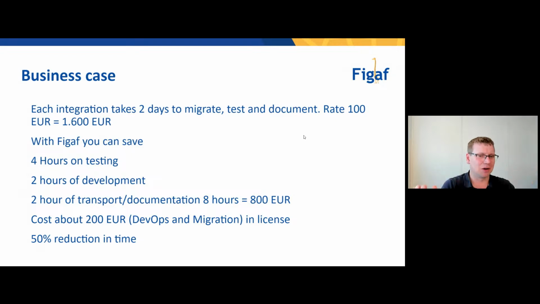with the tool, it really depends a lot on the scenario, what we have, and how difficult test cases are to create. But maybe you can save like 4 hours on the testing because you have an easy way to create the test cases, migrate it, and run it. You would at least save 2 hours on the development effort. Here, the Git repository, the reuse of artifacts, and the function libraries that are included save you a lot of time. And then you have the transport and documentation process that also makes it easier for you as an architect to prove who has made which changes. That will cost you roughly 200 euros in license if you're using both options, both the DevOps and the migration.